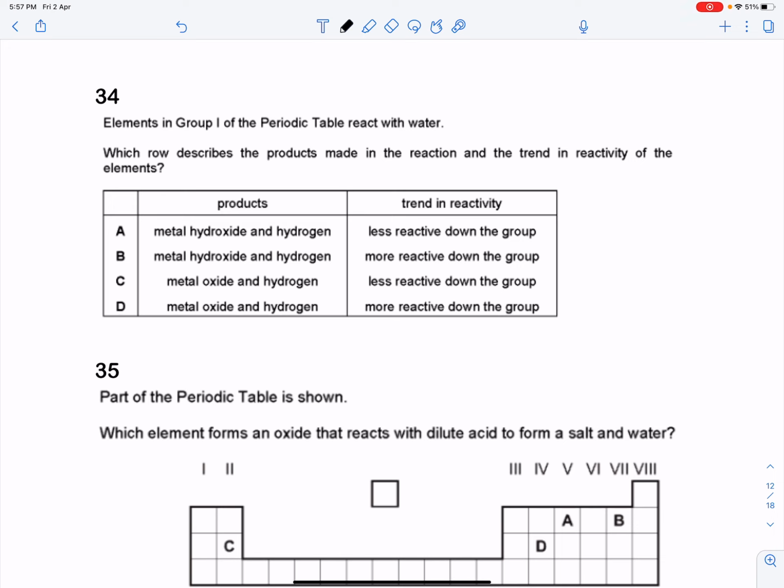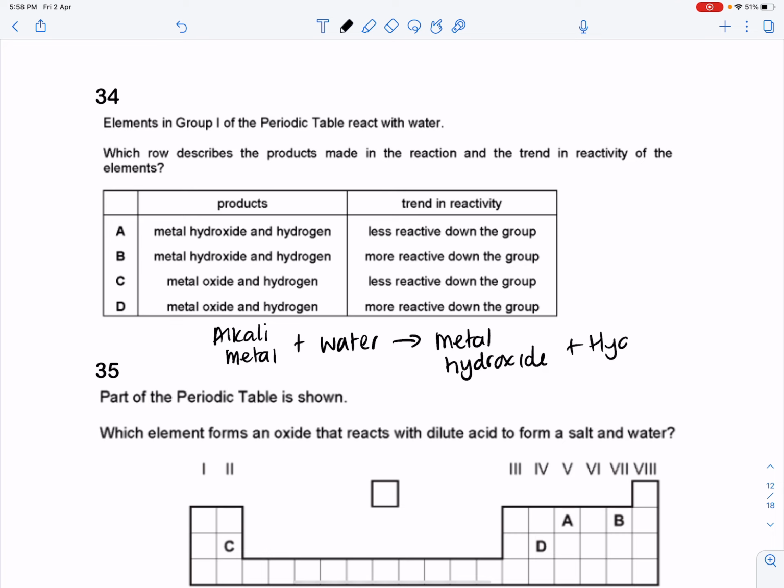34. Elements in group 1 of the periodic table react with water. Which row describes the products made in the reaction and the trend in reactivity of the elements? So they definitely make metal hydroxide. The general equation is alkali metal plus water makes a metal hydroxide and hydrogen. So we can immediately rule out 2. It's not a metal oxide and hydrogen.